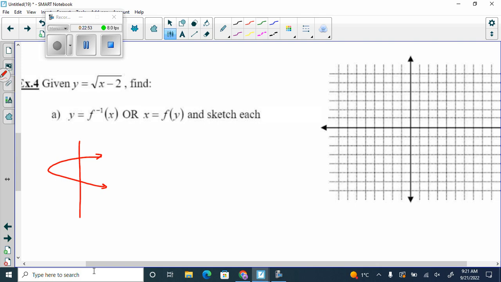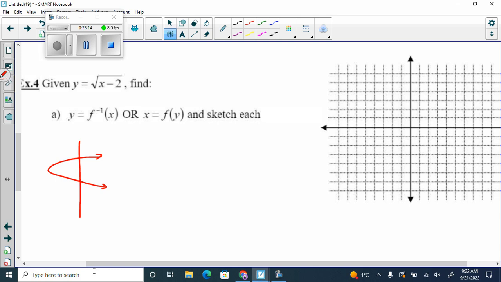And does that pass the vertical line test? No. For every x, there'd actually be 2 y's, and for a function, we can only have 1 y. That's why they can only either put the minus sign in front of the square root or the plus sign in front of it if they're saying it's a function. Okay? In this case, they're saying it's a function, and it's been moved 2 to the right.